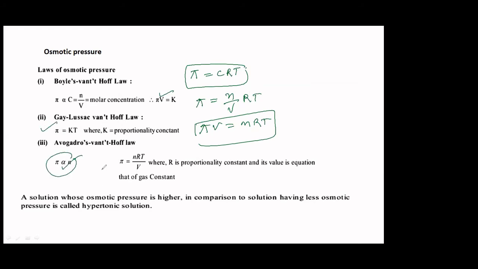Okay, so this is like your Avogadro's law. This is like your Gay-Lussac's law. This is Boyle's law. Okay. However, all of them lead to the same equation, πV = nRT.